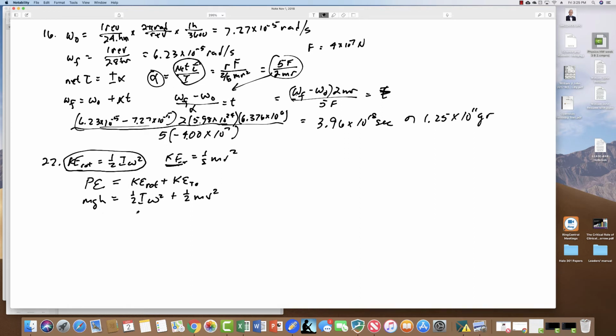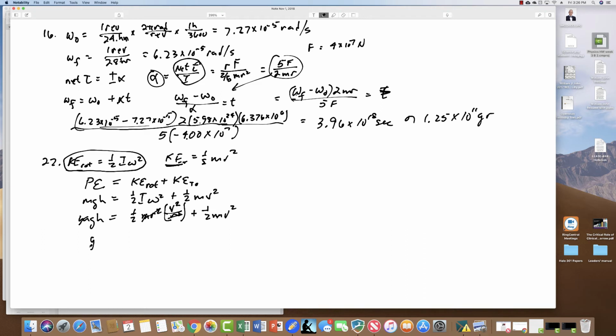So if we change this I here using the formula for that, we get mr squared, and then we put in v squared over r squared for omega squared. We keep this intact here. So we're converting everything to masses and linear velocities. And what you see is, first of all, that this m and this m are all canceled out. This r squared is gone.